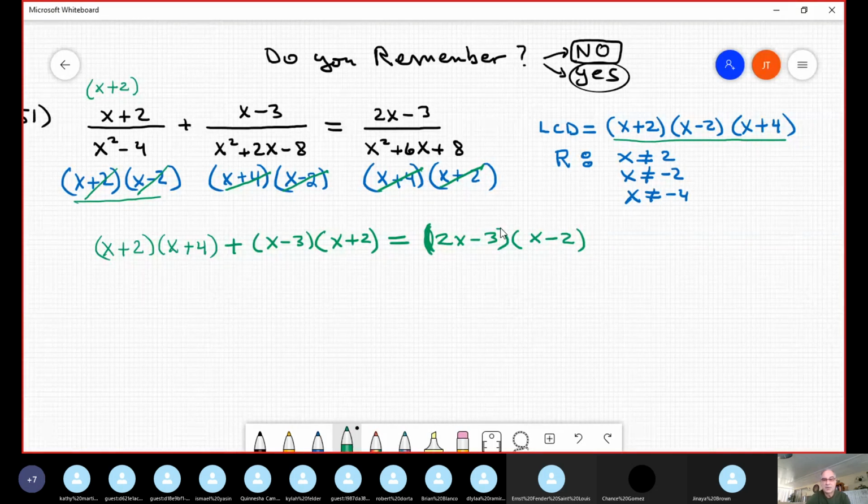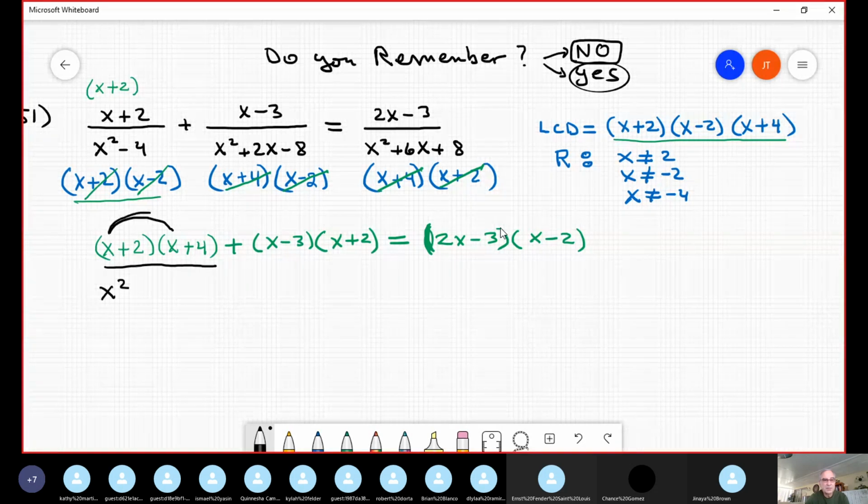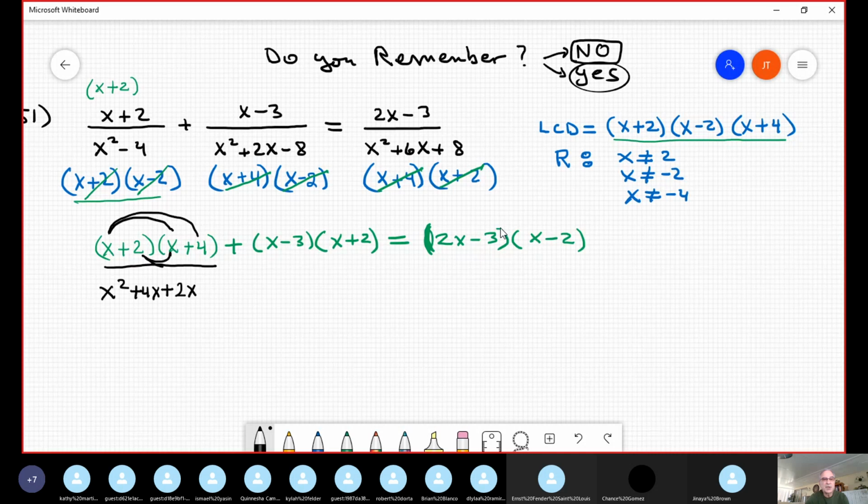The rest, what should I do now? You multiply this. How? You foil. x squared plus 4x plus 2x plus 8.